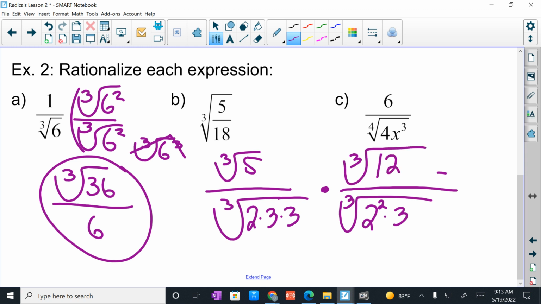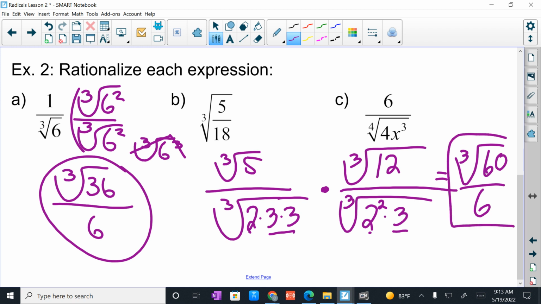So that's 12. So I have now the cube root of 36 over 2 times 2 squared, which is 2 cubed. The cube root of that is 2. 3 squared times 3 is 3 cubed. The cube root of that is 3. So 2 times 3 is 6. And you're done.